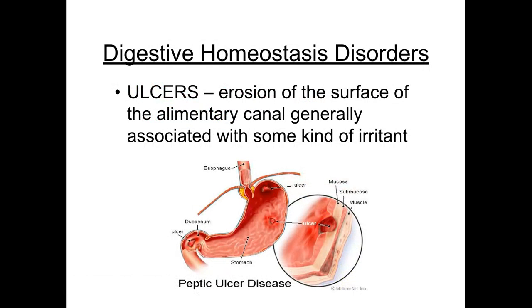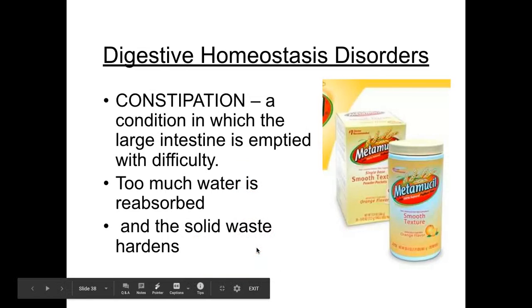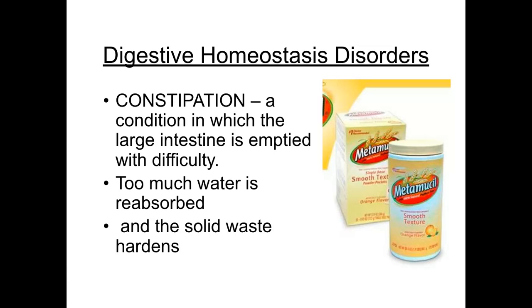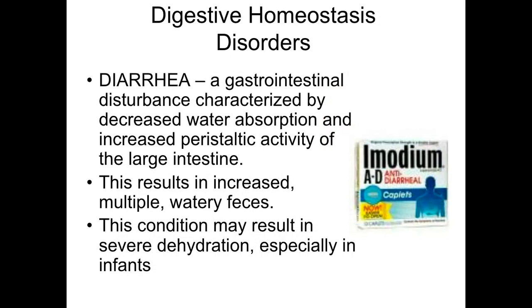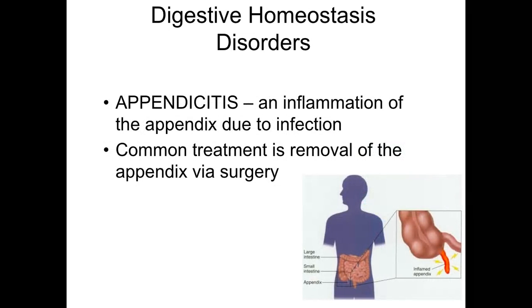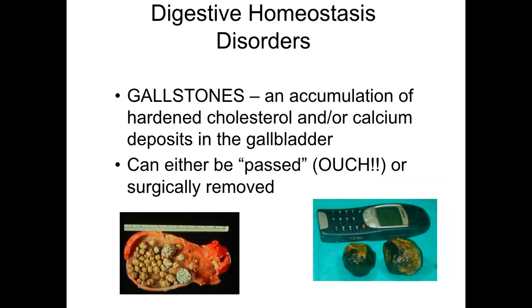Digestive disorders, really quickly. You could have an ulcer, which is an irritation of the lining of your digestive tract somewhere along the lines, usually in your stomach. You could be constipated. You are pulling too much water out of your food in your large intestine. You could have diarrhea where you're not pulling enough water out. Appendicitis, we talked about. Really nasty right here. These are gallstones, hardened cholesterol, calcium inside your gallbladder.